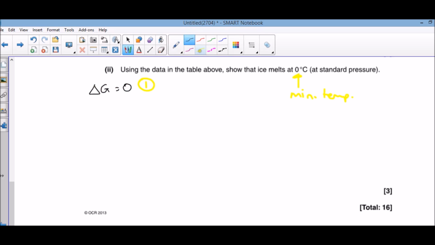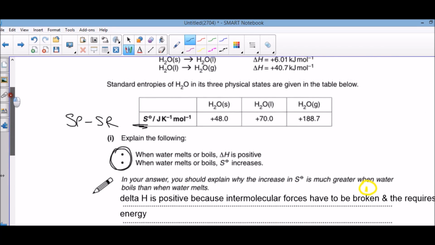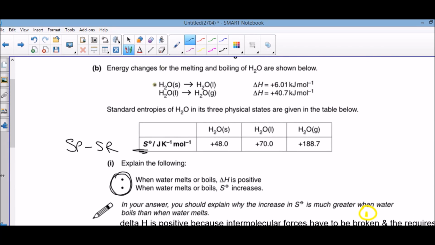Okay, but now we're going to need to do some calculations. So if we use our delta G calculation, delta G equals delta H minus T delta S. But we've said that delta G is 0. Now we can rearrange that to give us T equals delta H over delta S. We've got delta H because it's up at the top here, because we've got water melting. So delta H is 6.01.